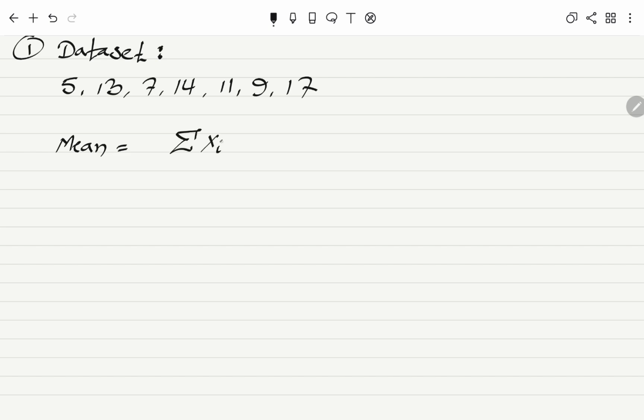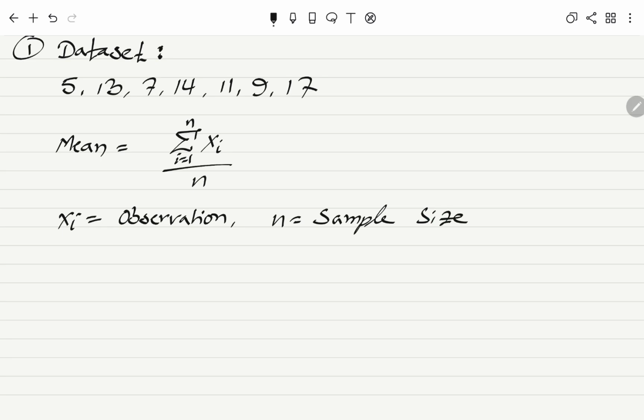The summation of all the xi's, where i goes from 1 to n, divided by n, where xi is just your observation and n is the sample size, or you can think of it as the number of observations.